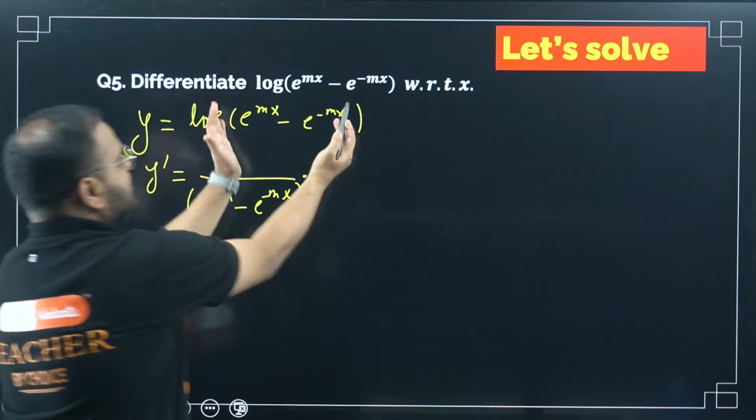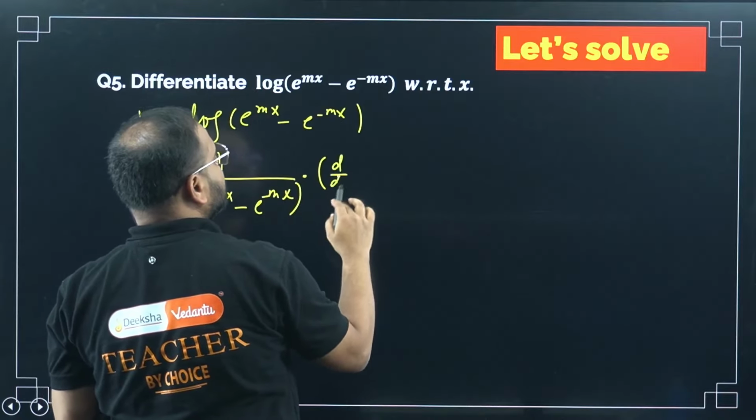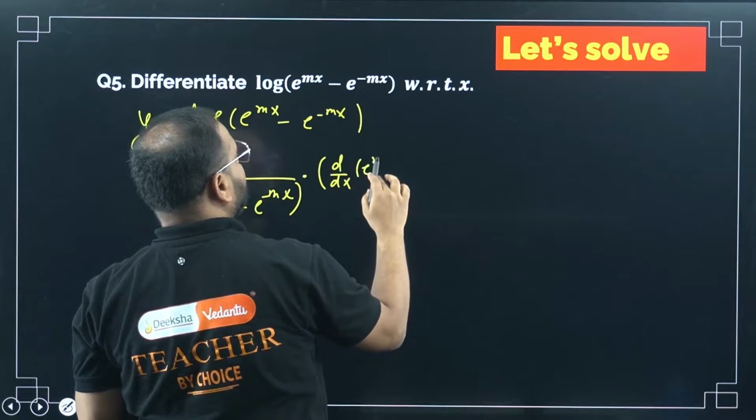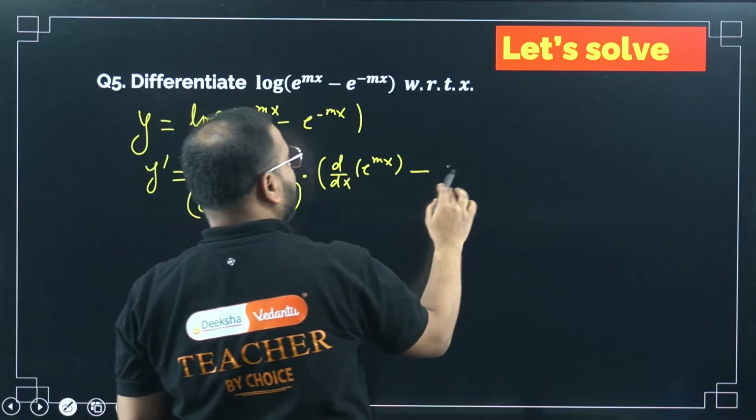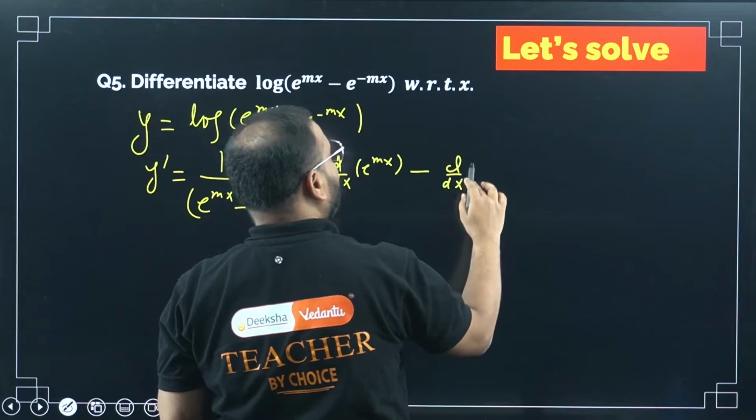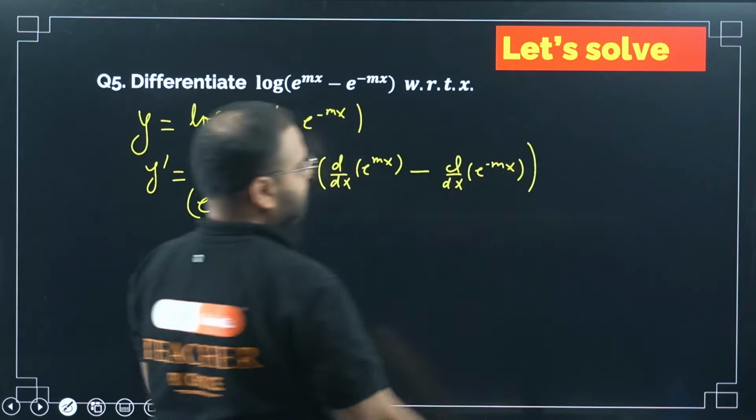Chain rule, differentiate this also. If I differentiate this, how will I write this? d by dx of e power mx, and the minus sign will come because I can separate the differentiation. Again, what will I write? d by dx of e power minus mx. Yes or no?